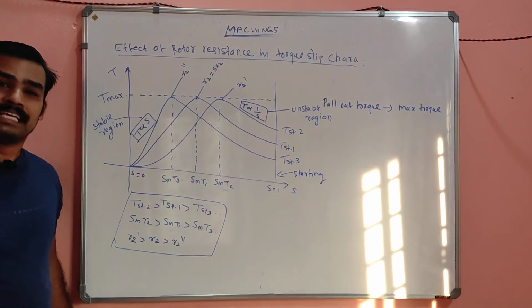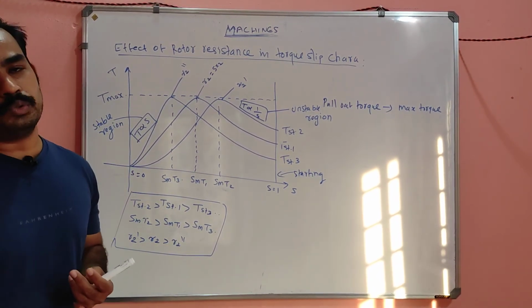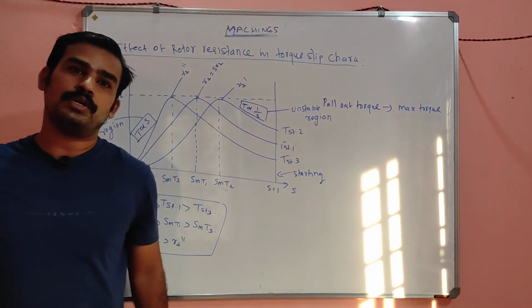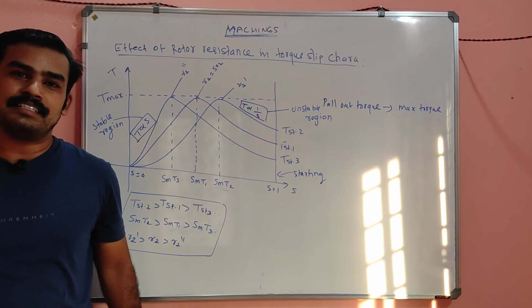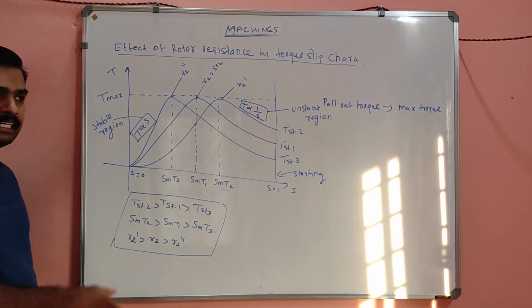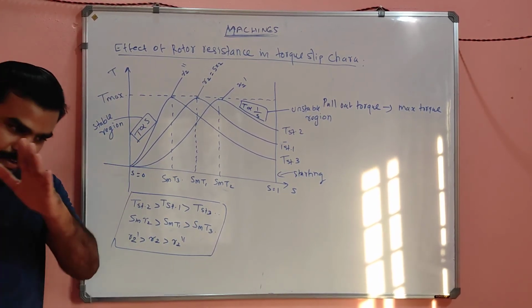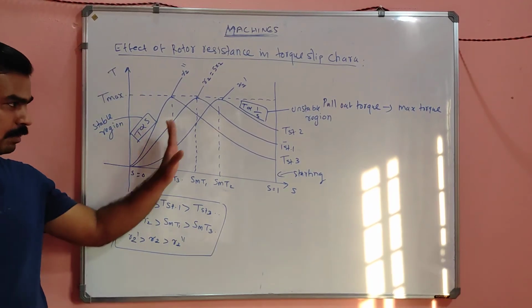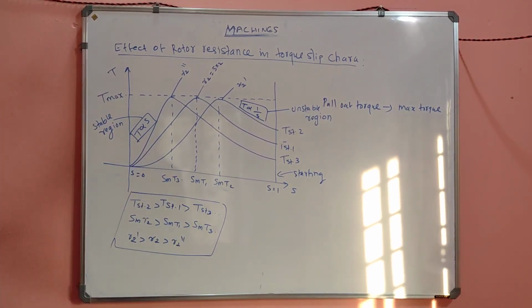That means if you increase R2, the slip at which maximum torque happens is also very high. If you decrease R2, then the slip at which maximum torque happens is also very low. Very high, very low. Compare, my dears, and learn. Okay? Did you get this? You got my idea? Okay?